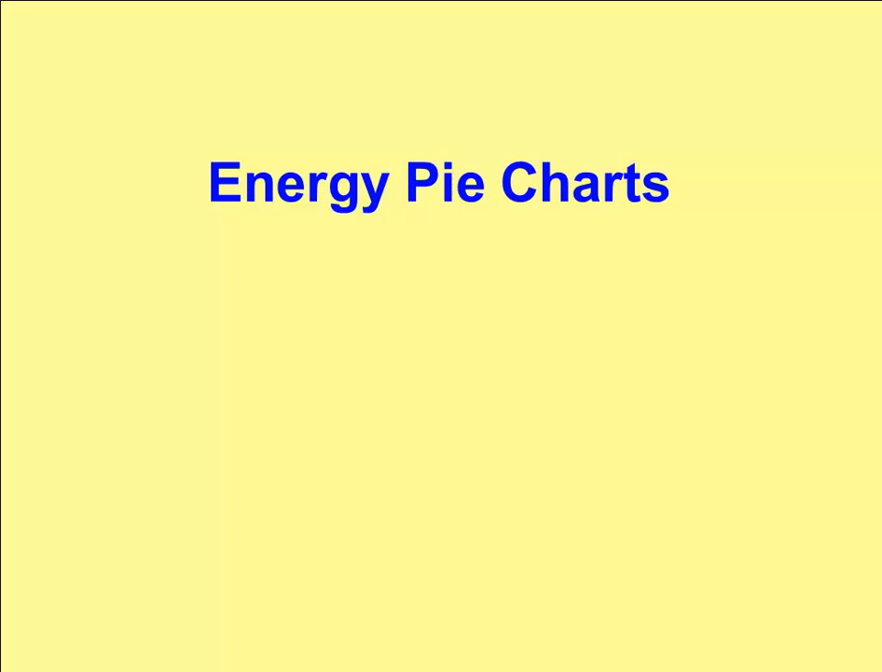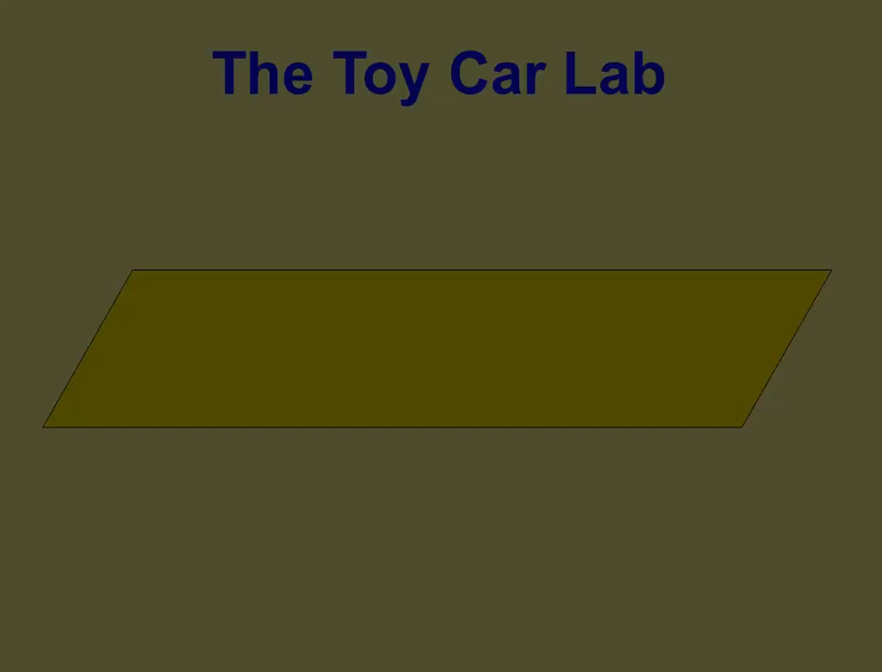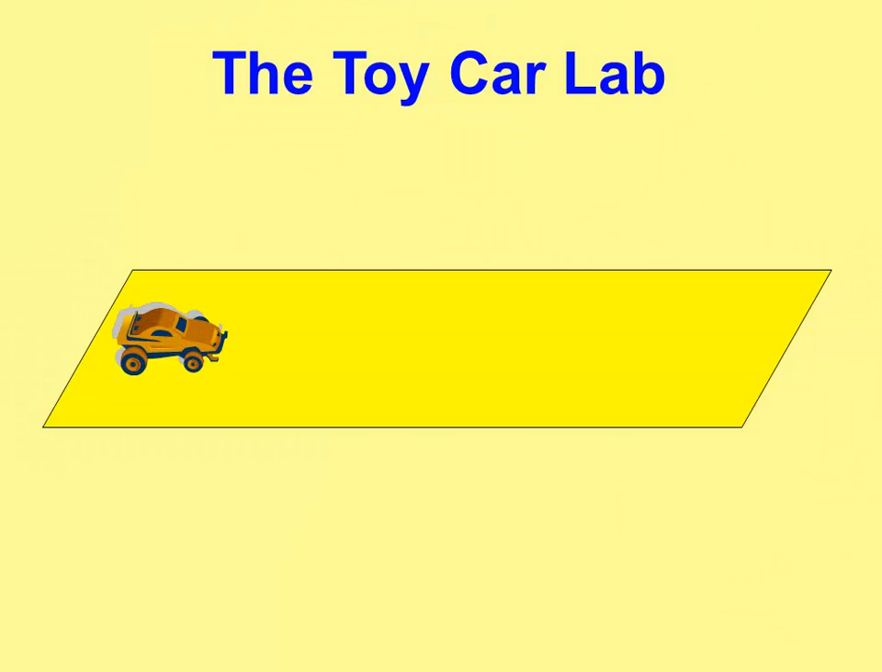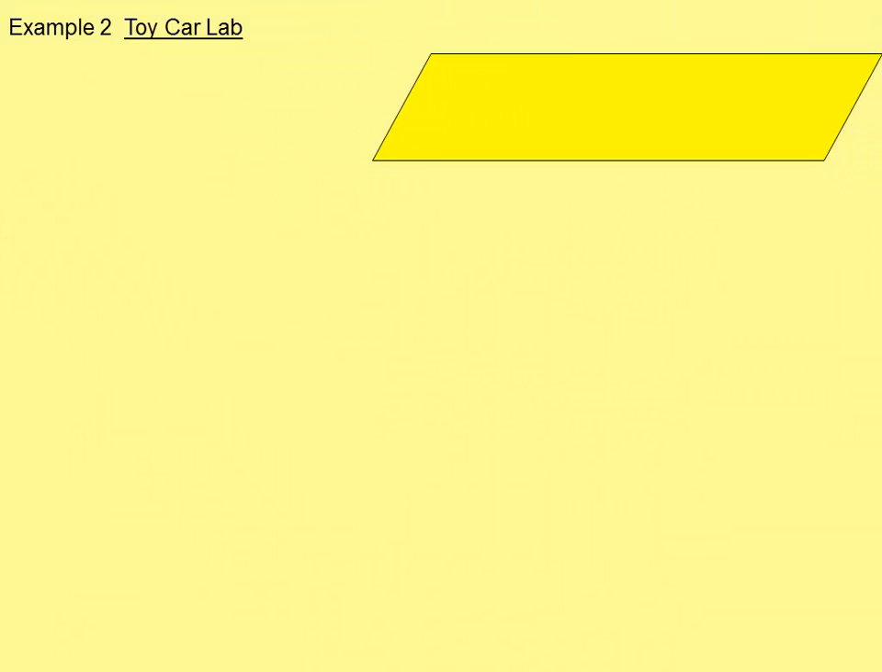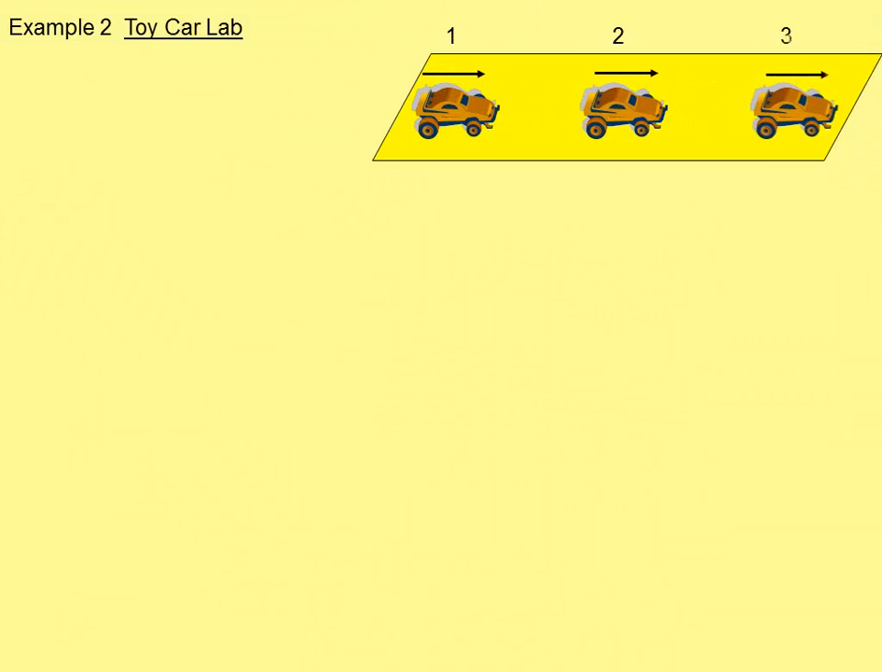So basically I'm going to go through three labs, a couple that we've done and one that we haven't yet, and talk about them from an energy perspective. First of all, remember the first physics lab we did, the toy car lab. You might remember the whole point of it was to discover constant velocity motion. So let's consider that toy car as it moves at constant velocity across the table.